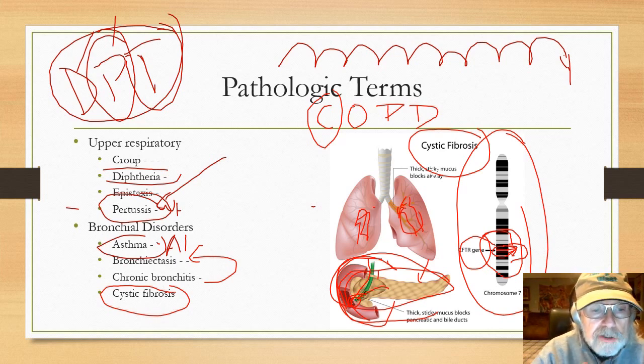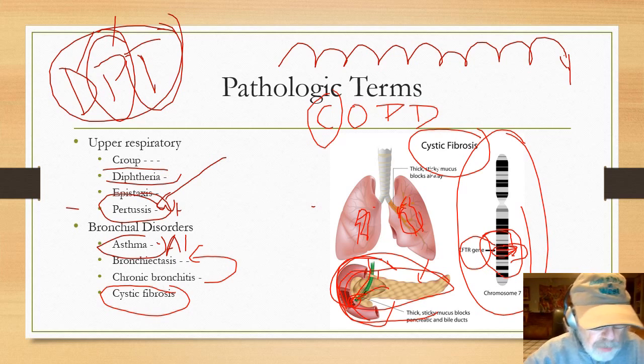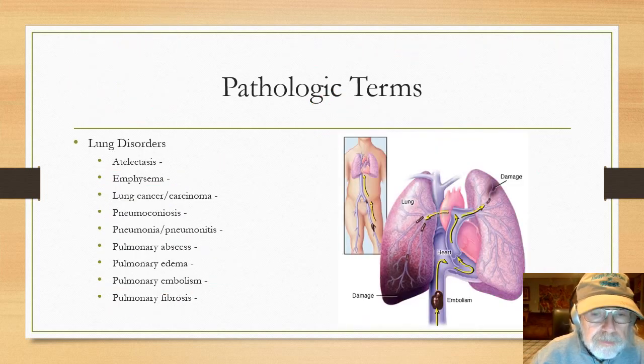Again, nowadays they have some therapeutic trials that are showing some decent promise in regards to people with cystic fibrosis. But it is still a devastating thing. Sometimes people will have genetic counseling just to try to counsel as to whether people should have children if they have this gene for cystic fibrosis. But that's cystic fibrosis. A couple of the lung disorders we have to talk about.